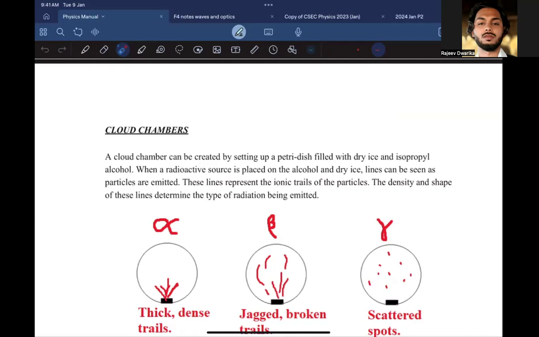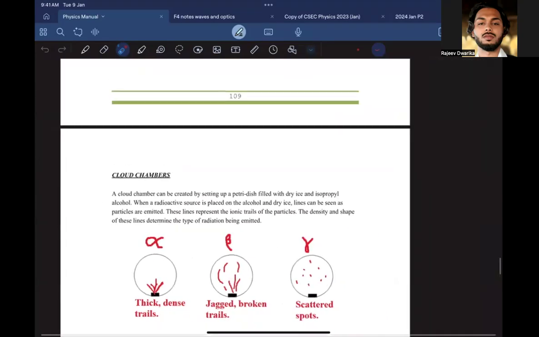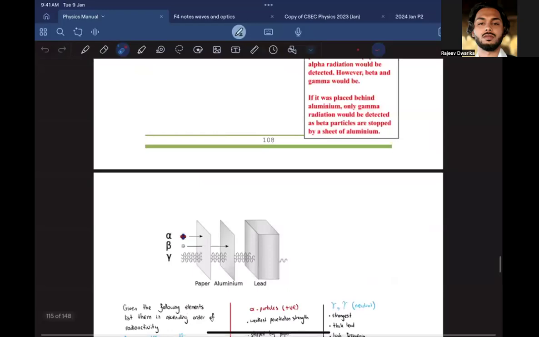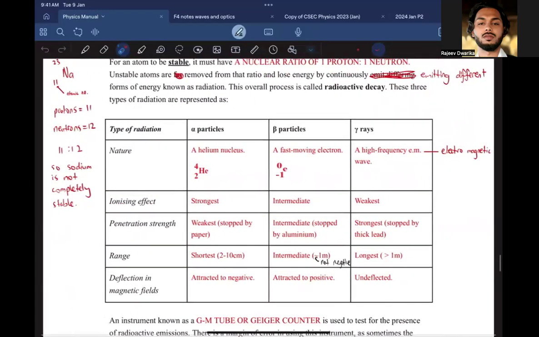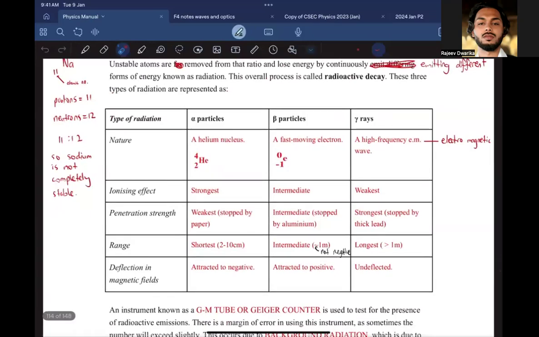So basically what has happened is the alpha particle could ionize the particles the most, so it forms a strong trail, whereas beta and gamma are not good at ionizing. So the trails start to get weaker and weaker. That's basically it. So I'm going to take a picture of this. You need to know this.